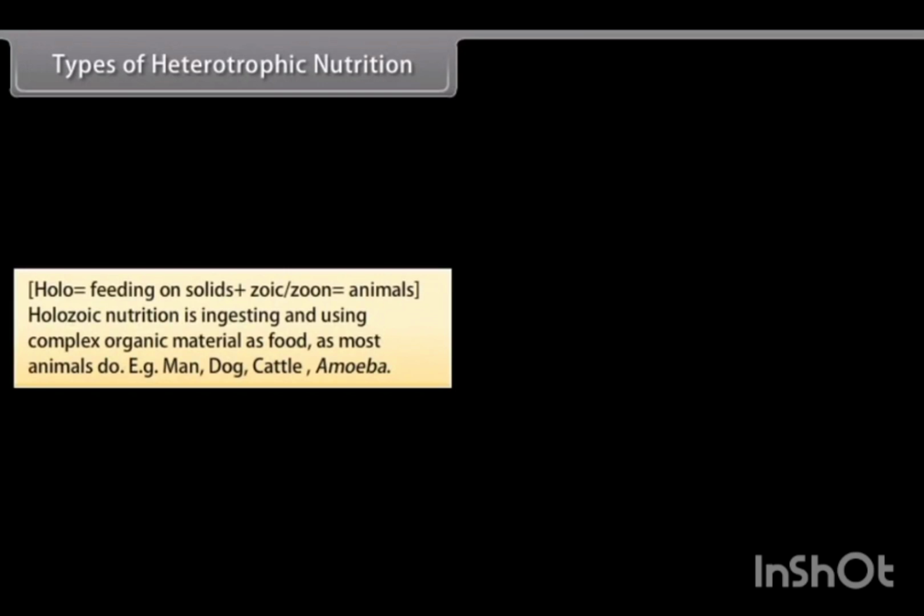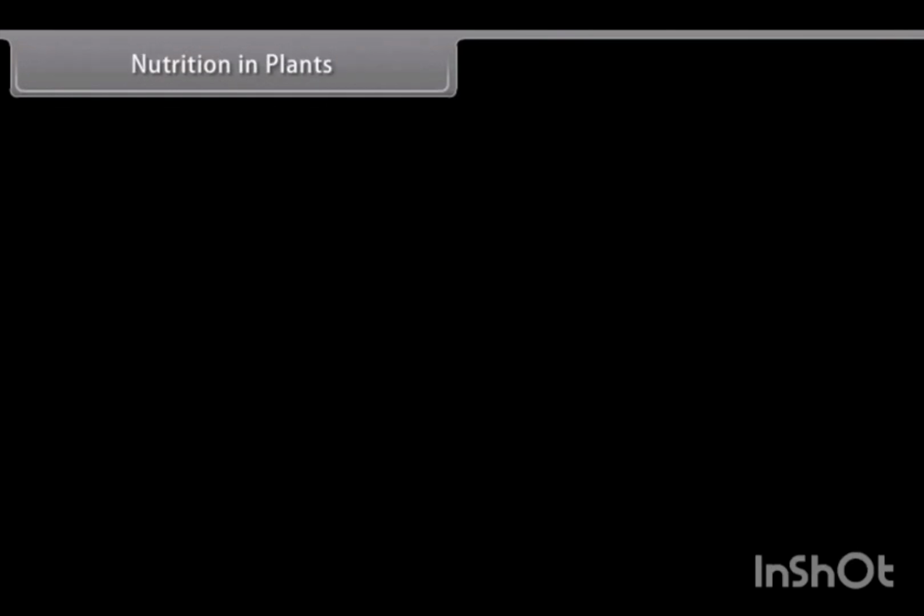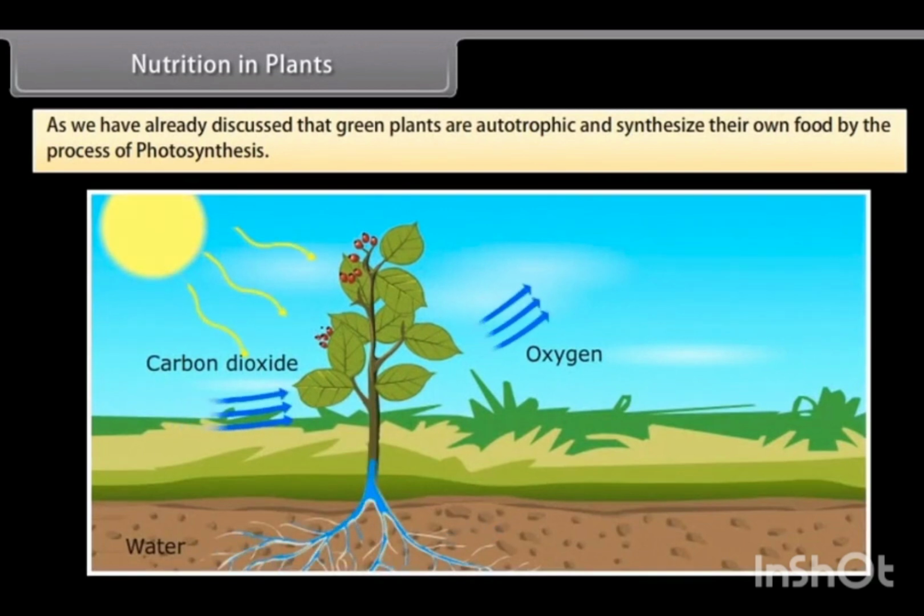Holo means feeding on solids, and zoic, from zoon, means animals. Holozoic nutrition is ingesting and using complex organic material as food, as most animals do. That is, man, dog, cattle, amoeba. Nutrition in plants. As we have already discussed, green plants are autotrophic and synthesize their own food by the process of photosynthesis.